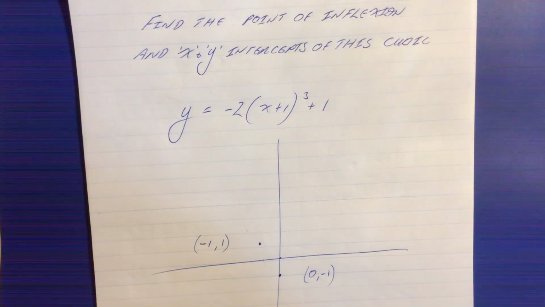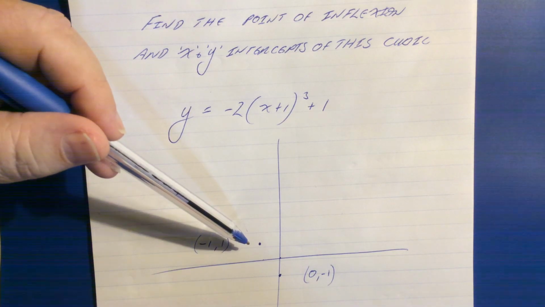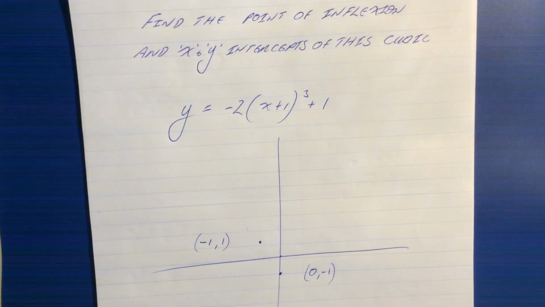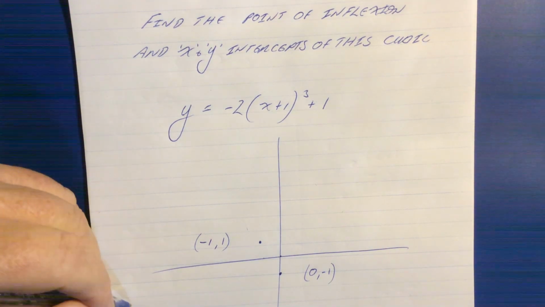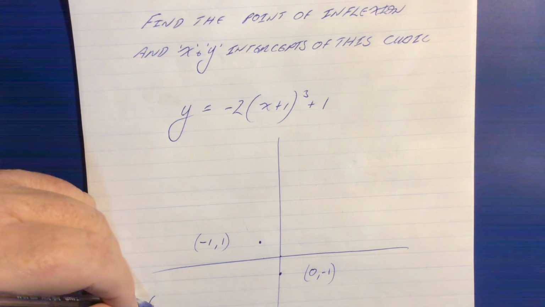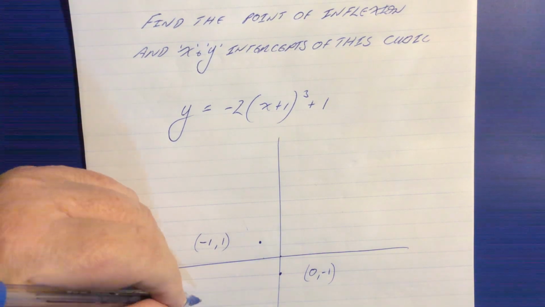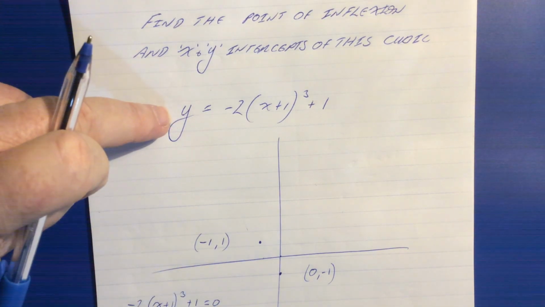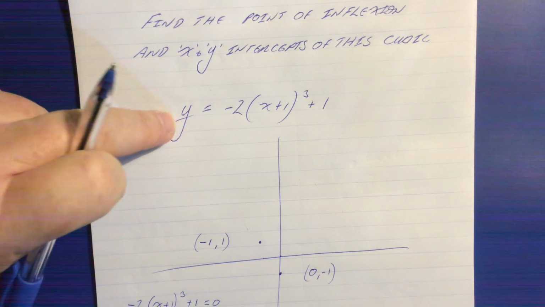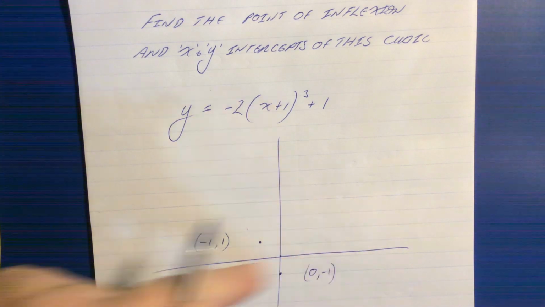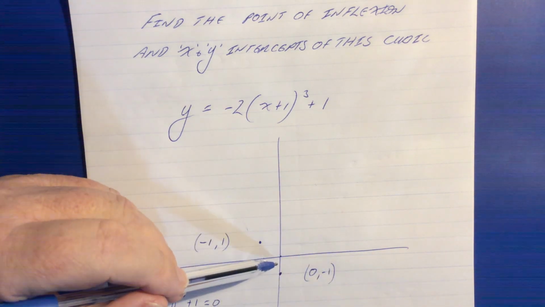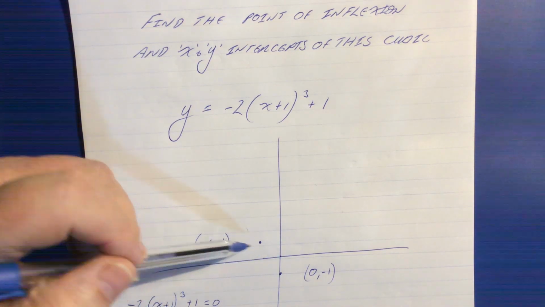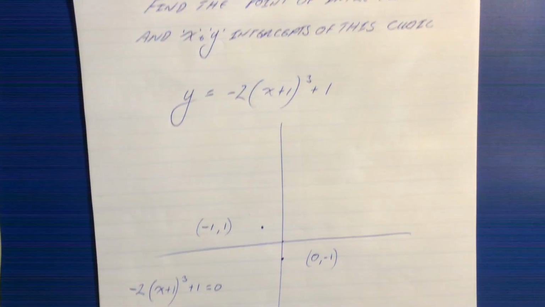And our next job is to find the x-intercept. And this is where we have a little more work on our hands. So what we're going to do is we're going to make negative 2 times (x plus 1) all cubed plus 1 equals 0, which has the same effect of calling this 0. So where y is 0, we're going to get an x-intercept. Now, it's fairly obvious, I hope, that it's in here somewhere. So it's going to be somewhere between 0 and negative 1. So let's see what we get.